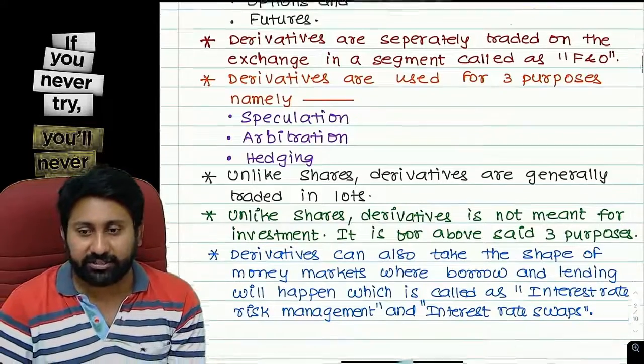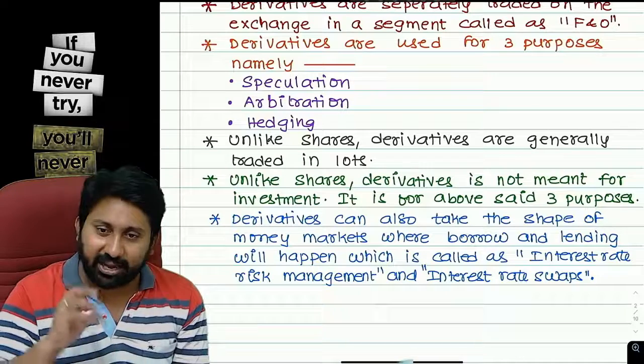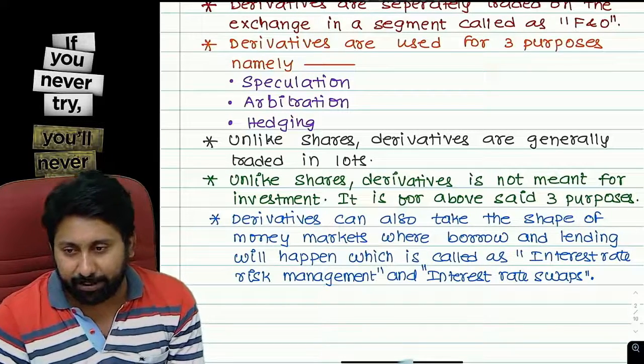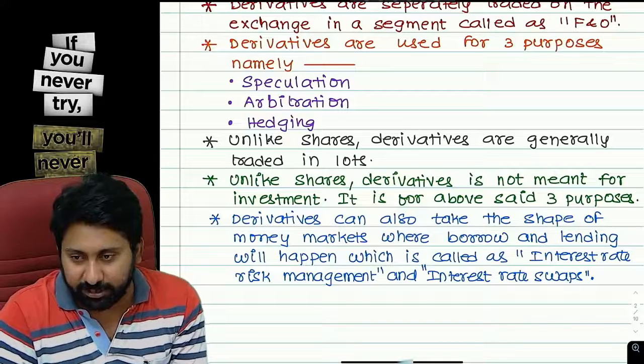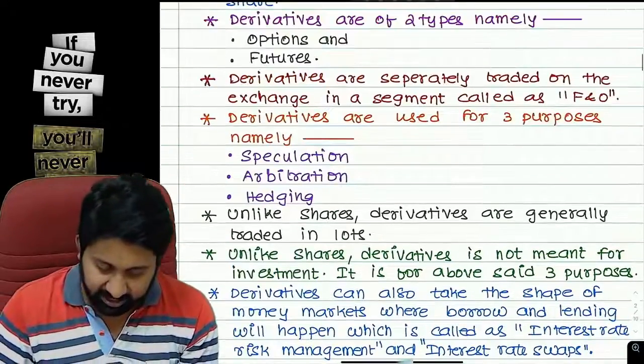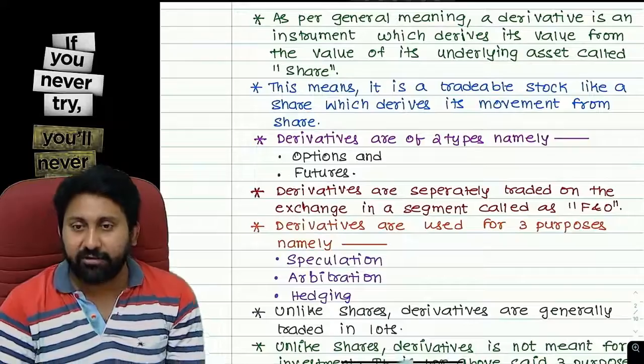Derivatives can also take the shape of money markets. Derivatives need not be restricted only to shares. They can also go into the banking market. There, borrowing and lending will happen, which is called interest rate risk management and interest rate swaps. Okay, this is the first basic primitive way of understanding derivative options.